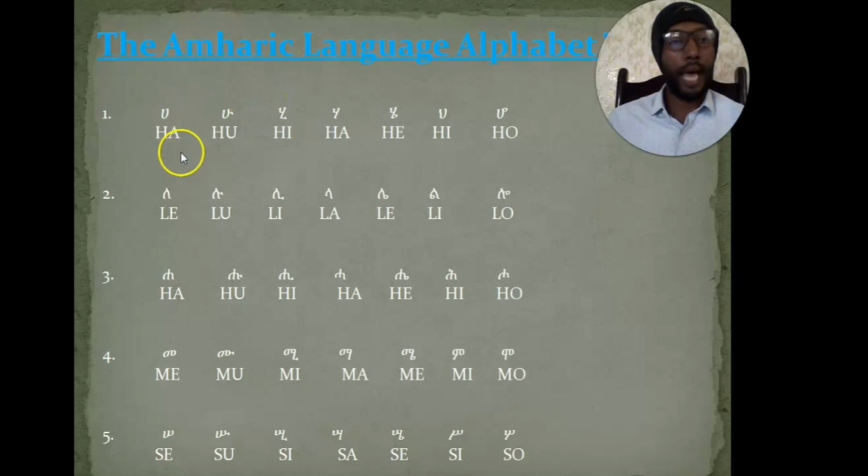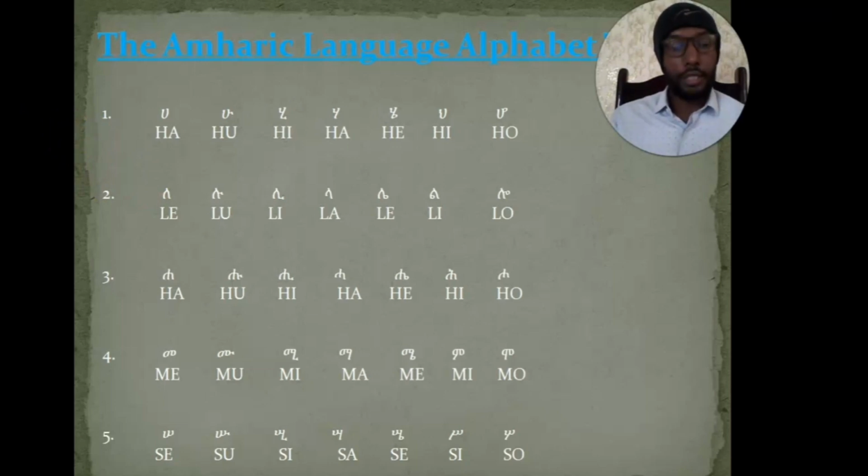I have written the alphabet names in English, okay? Under each of the alphabets, I have written the alphabet in English for you to pronounce it, okay? So it's important for you to write it down and read it in order to know it. So let us proceed to number 1, okay?